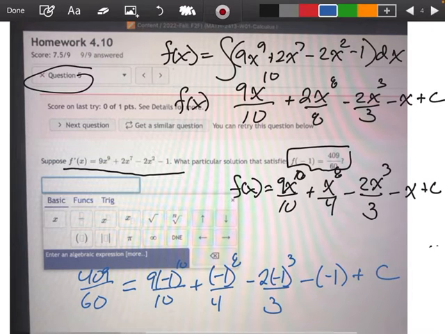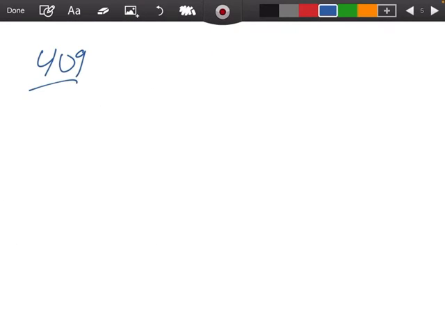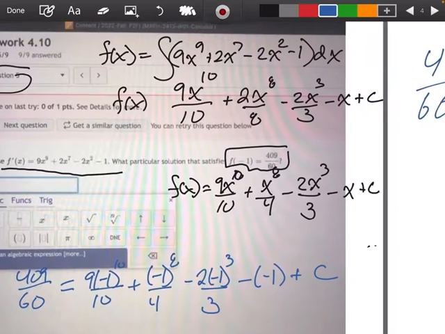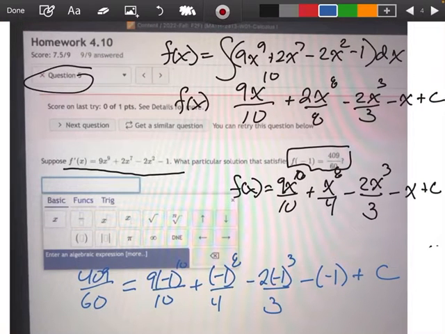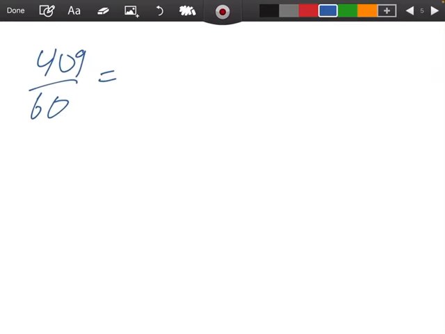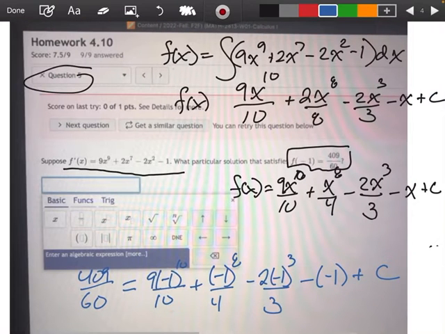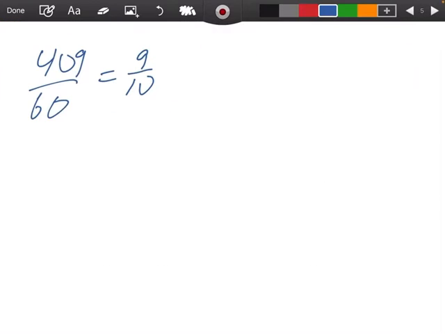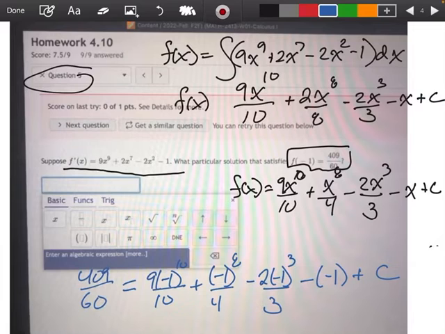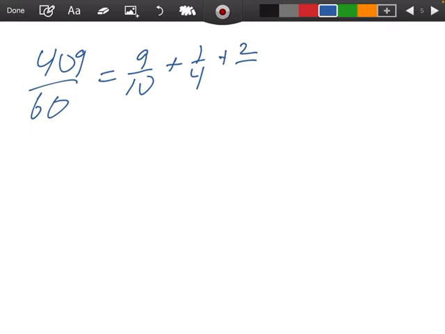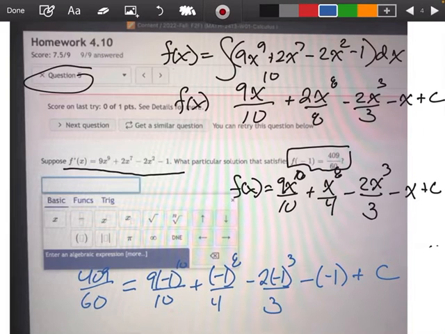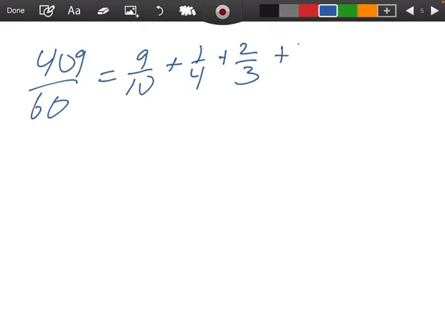Okay, so on the next slide, y'all, I'm going to write 409 over 60 equals, let's see, negative 1 to the 10th power is going to be a positive 1, so that's still going to stay 9 over 10. Negative 1 to the 8th power is still a positive 1 over 4. Negative 1 to the 3rd power is a negative 1 times a negative 2, which gives me a positive 2 over 3. Minus and minus gives me a plus 1 and then a plus c.